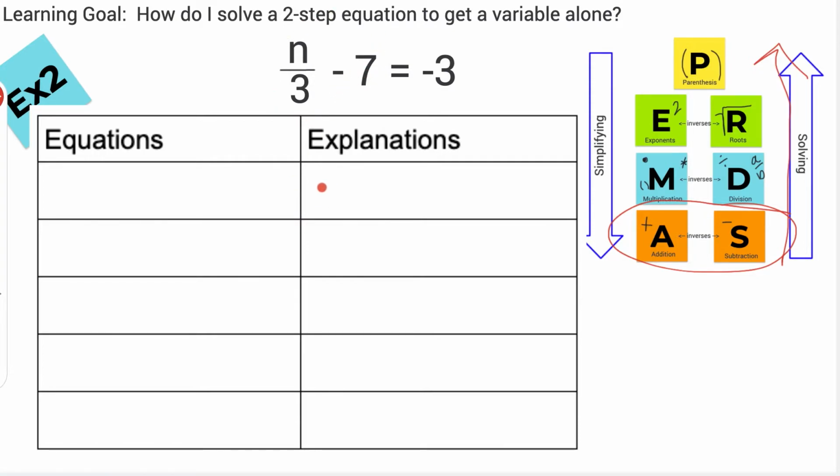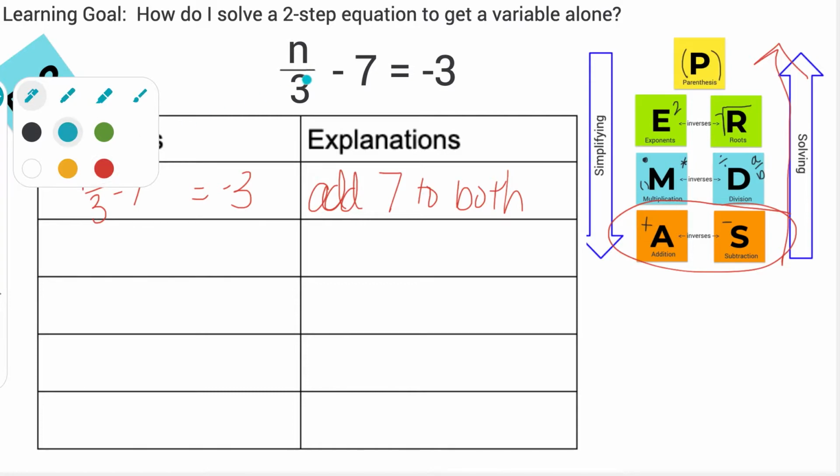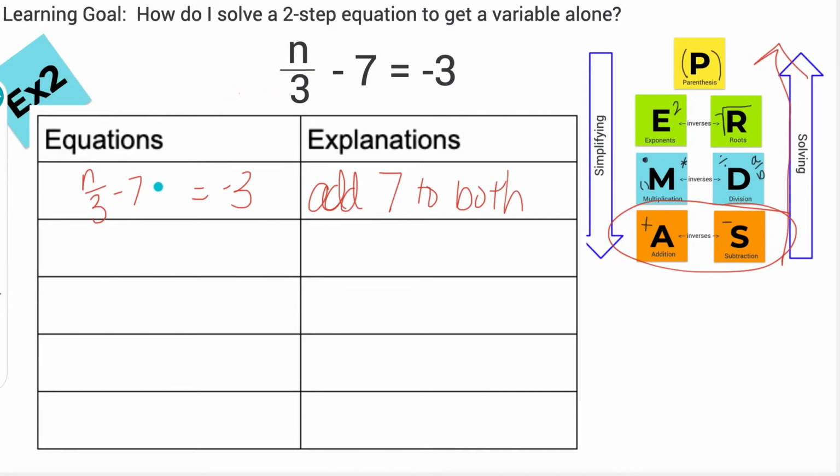So my first step here is going to be to do the inverse of -7. So I'm going to add 7 to both sides. That's going to be my first step. So I'm going to copy my equation, leaving some room. And then I'll use a different color to show adding 7 to both sides. So +7 on the left, +7 on the right. Whatever you do on one side, you have to do on the other.